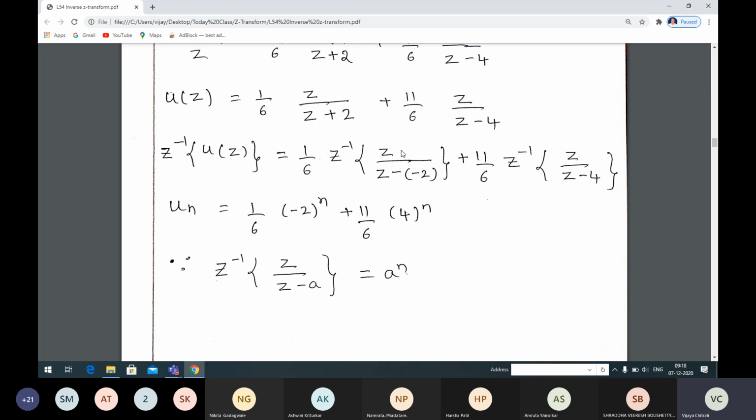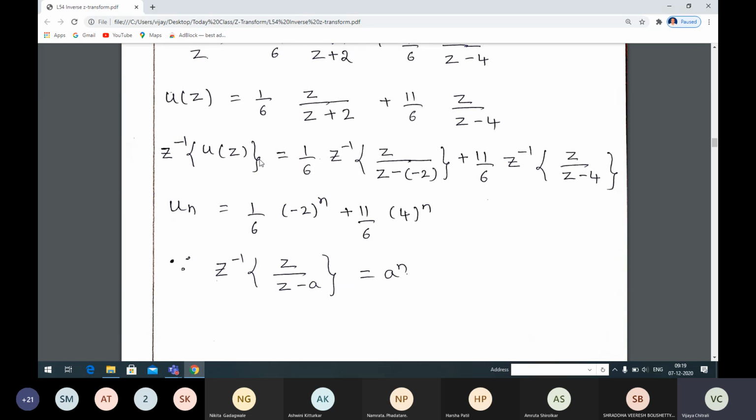Otherwise, you bring this into standard form. So what is the standard form here? Z inverse of z divided by z minus a is a raised to n. So plus 2 we can write as z minus of minus 2, because minus into minus is plus, right? So z minus of minus 2. So your a is minus 2. Plus this 11 by 6 is as it is, z inverse of z divided by z minus 4, right?